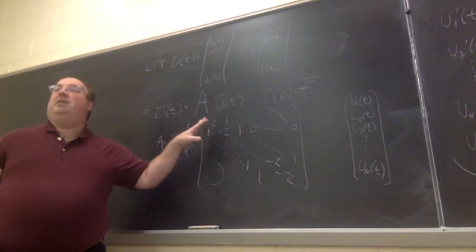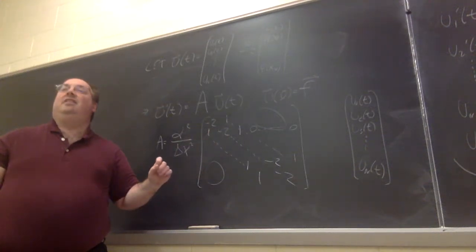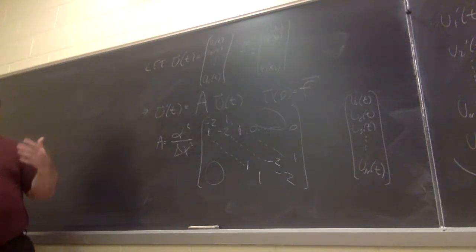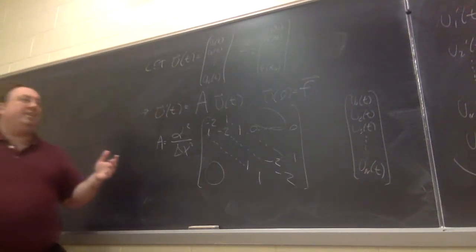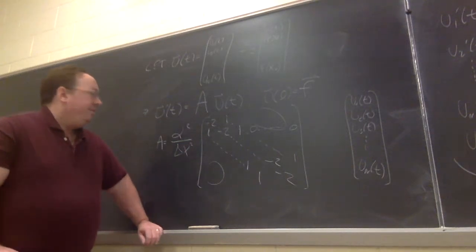Any questions about how this matrix fell out of this? It's a helpful skill to be able to recognize, oh, I have a matrix vector product here. Anytime you have a kind of linear relationship, you can think of it that way.